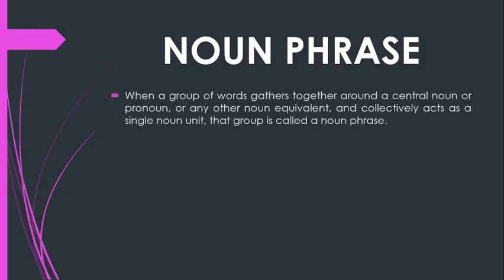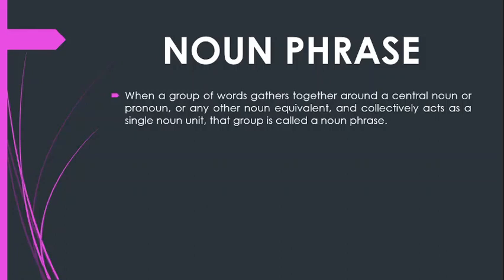Let's have a definition. When a group of words gathers together around a central noun or pronoun, this central noun or pronoun, by the way, is the head word. And the group of words which gathers together are called the modifiers or the dependents. They come together and collectively act as a single noun unit. That group is called a noun phrase. So basically, noun phrases act as a noun. They simply give us the subject or object in any sentence. So it is very easy to understand.